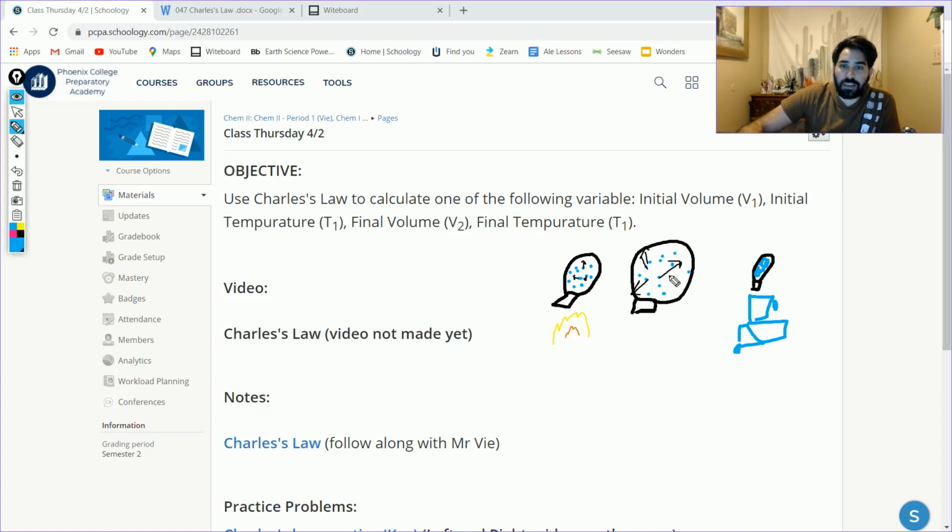So what happened in each example? First, we raised the temperature of the balloon, and that caused the volume to increase. Next, we lowered the temperature of the balloon, and that caused the volume to decrease. And that's the relationship between temperature and volume. It's a direct relationship. As one goes up, the other goes up as well.